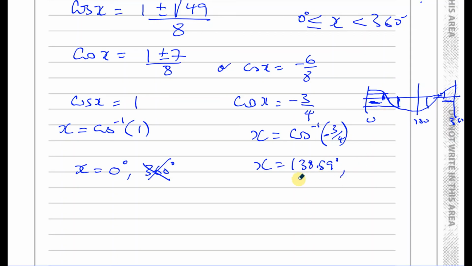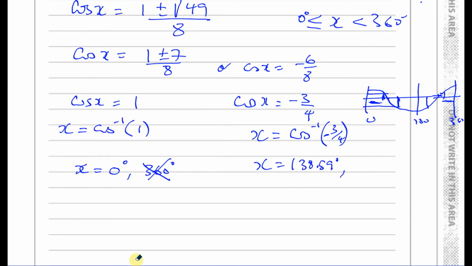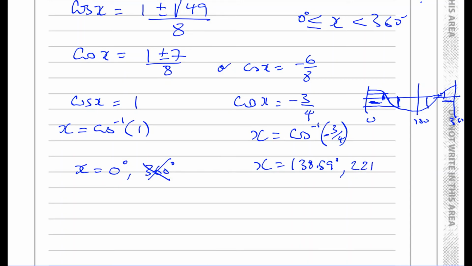So for cosine, all you have to remember is whatever angle you get, to find the other main angle, you do 360 minus what you got, and that gives you the other main angle, I call it. So that's 221.4096. 221.409. I'll just keep it like that. Okay. Now, those are the two angles between 0 and 360 which satisfy this equation, cosine x equals minus 3/4.